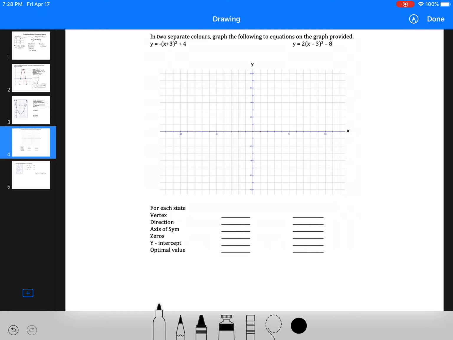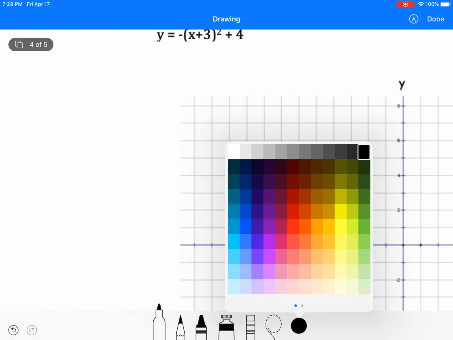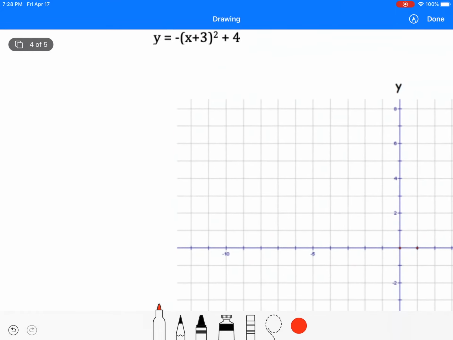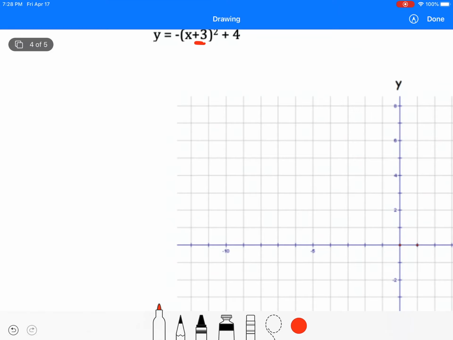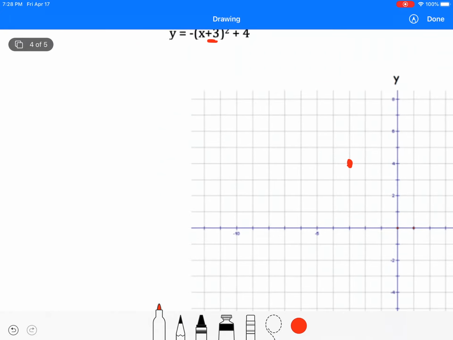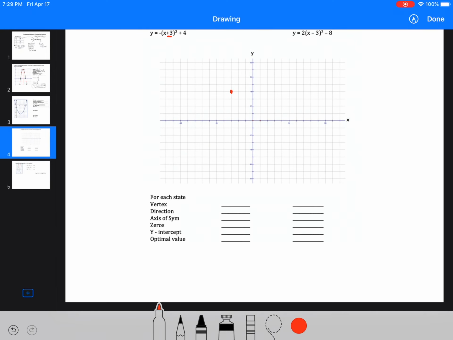All right. Next question. It says, graph each of these onto the graph provided in 2 separate colors. Okay, so the first thing we're looking at is our starting points. So we'll do this first graph. I'll do that one in red. Okay. So our starting point here is going to be -3, because we always go the opposite way. So -3 and +4. So right there is your starting point.